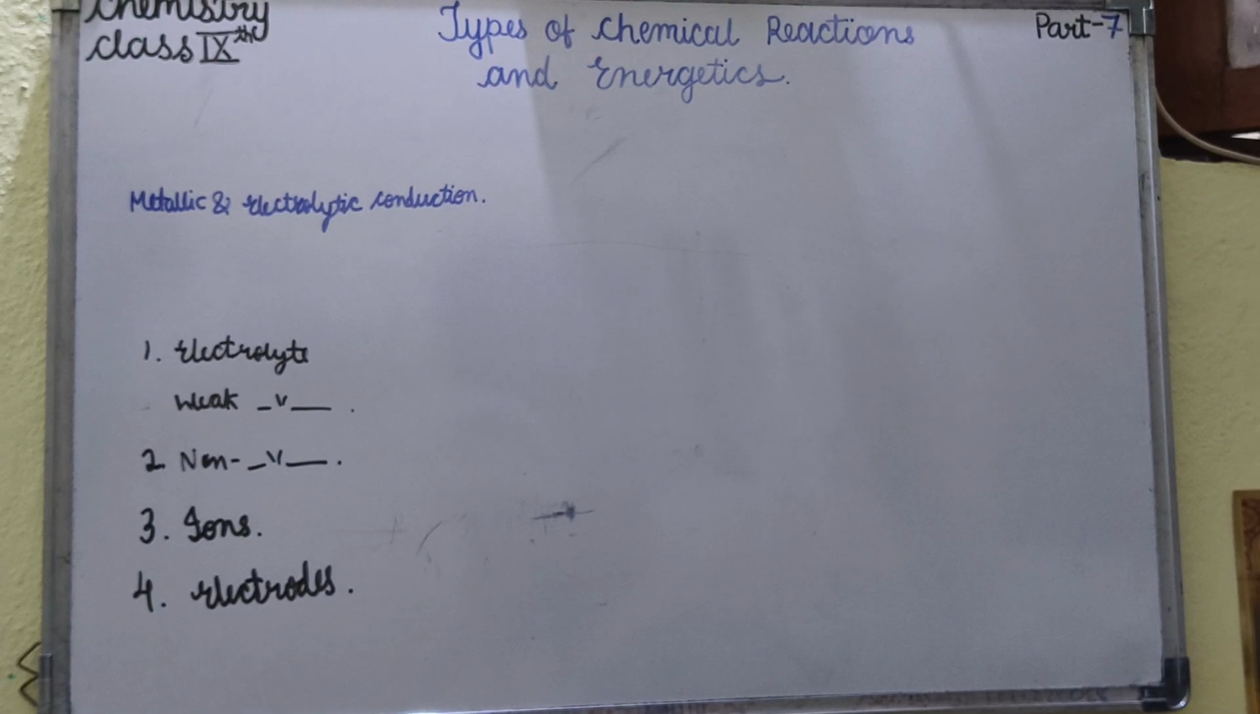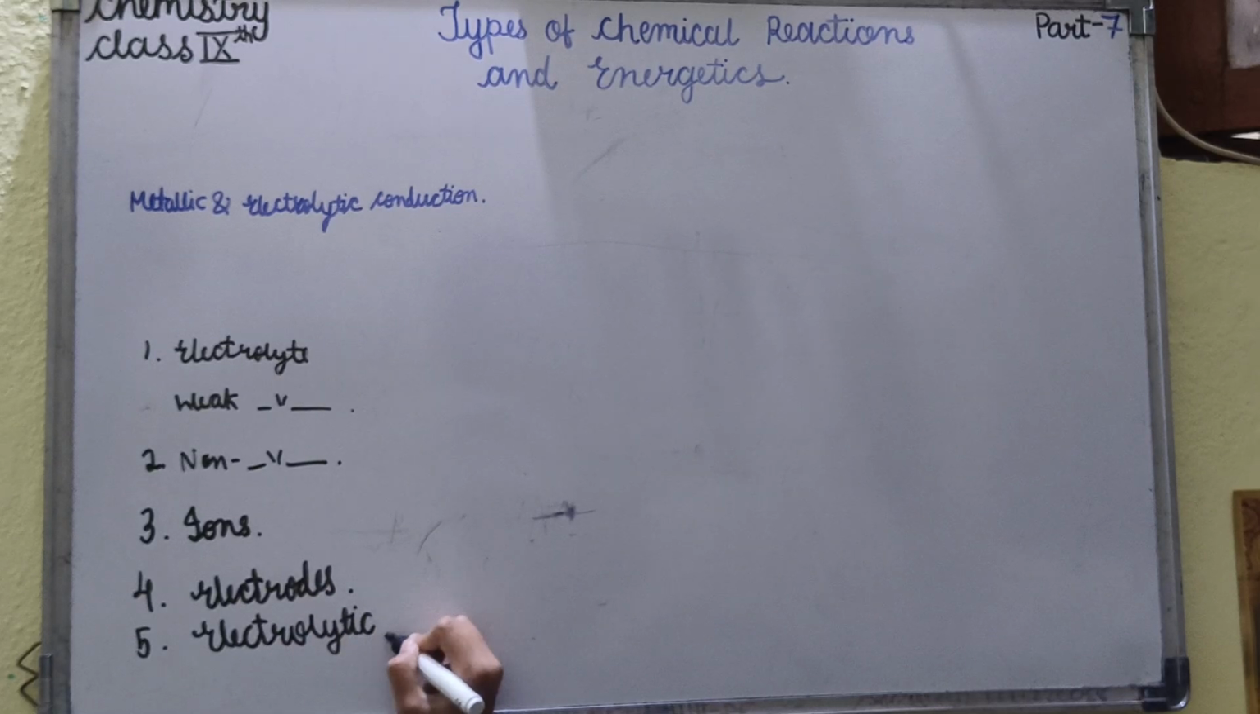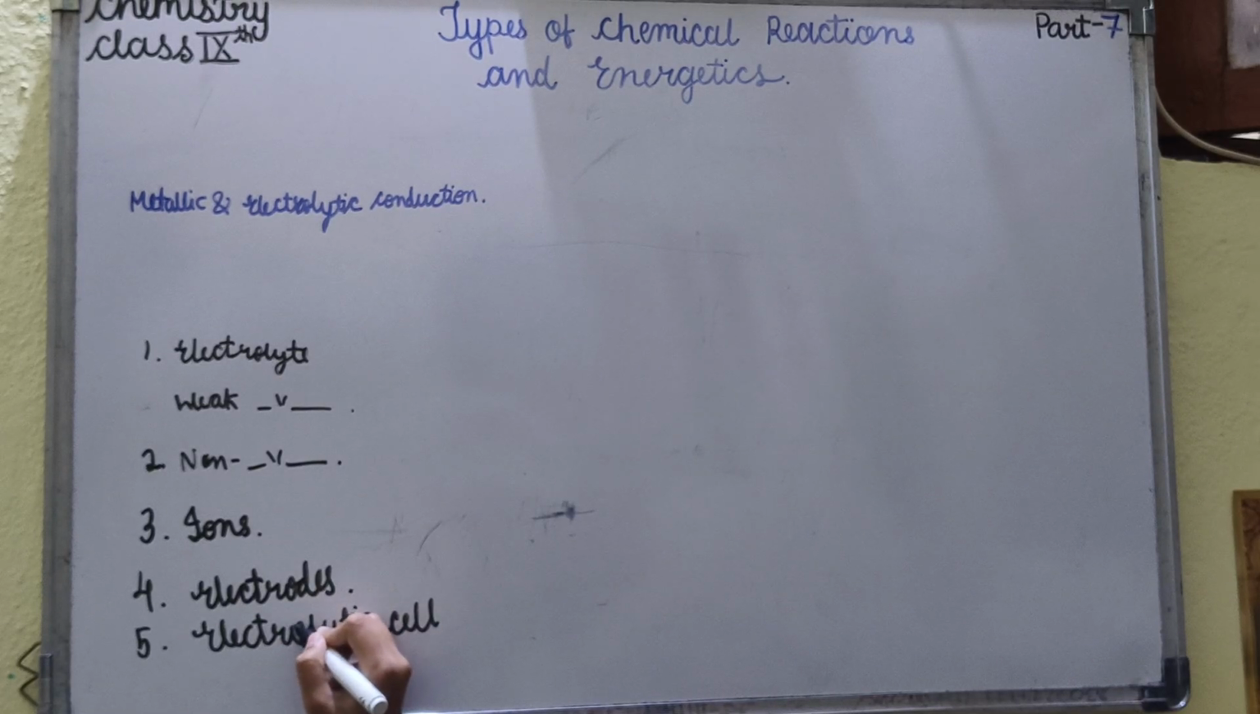Now, the fifth one in this is electrolytic cell. The vessel consisting the electrodes and electrolytes in which electrolysis takes place is called an electrolytic cell. I hope you've understood till this.